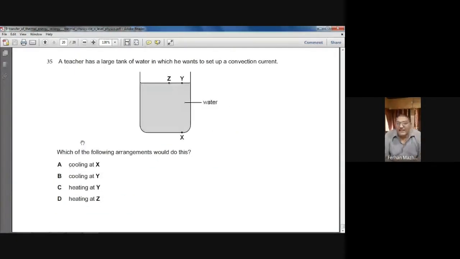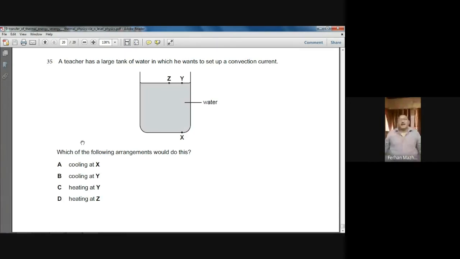A teacher has a large tank of water in which he wants to set up a convection current. Remember this thing. If you want to set up convection currents in a body of water, there are two methods. You can do it by cooling and you can do it by heating. If you want to set up the convection currents by heating, the heating should be done from the bottom. If you want to set them up by cooling, then the cooling should be done from the top. So, which of the following arrangements would do this?